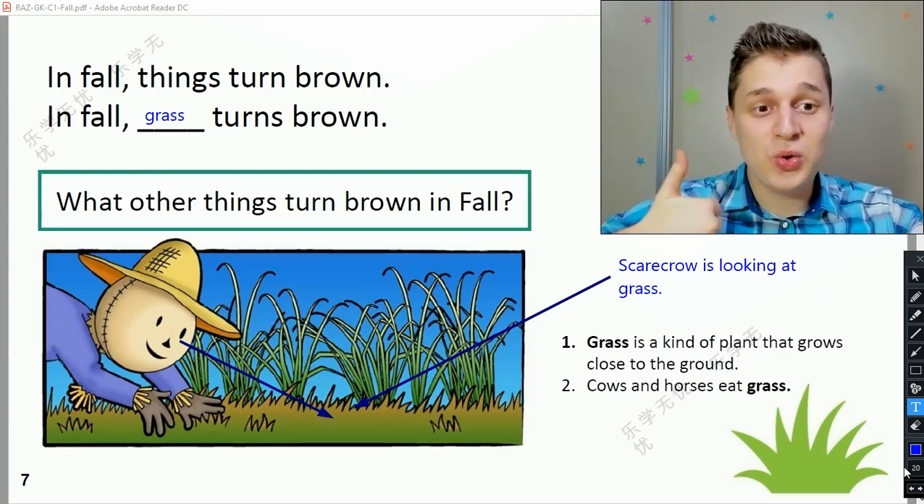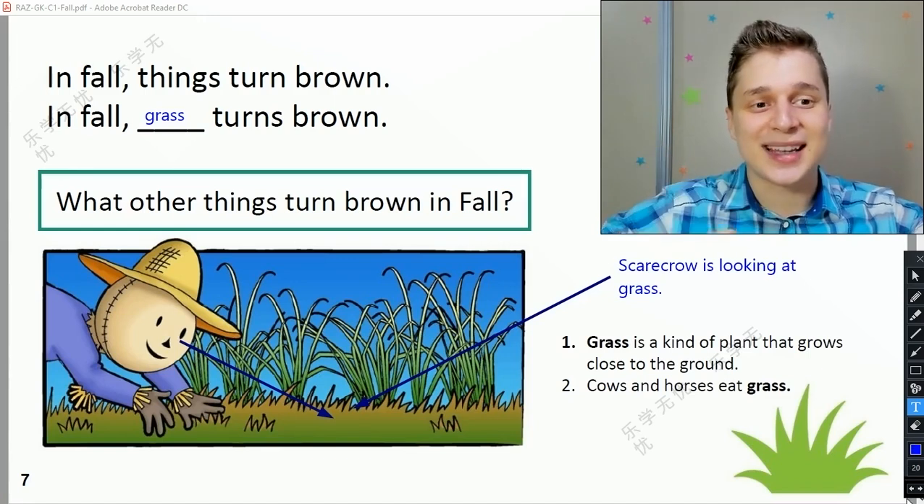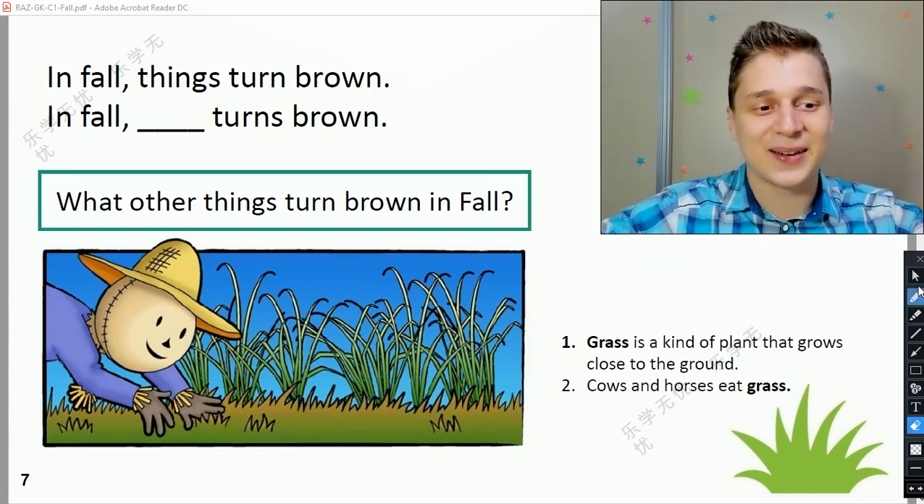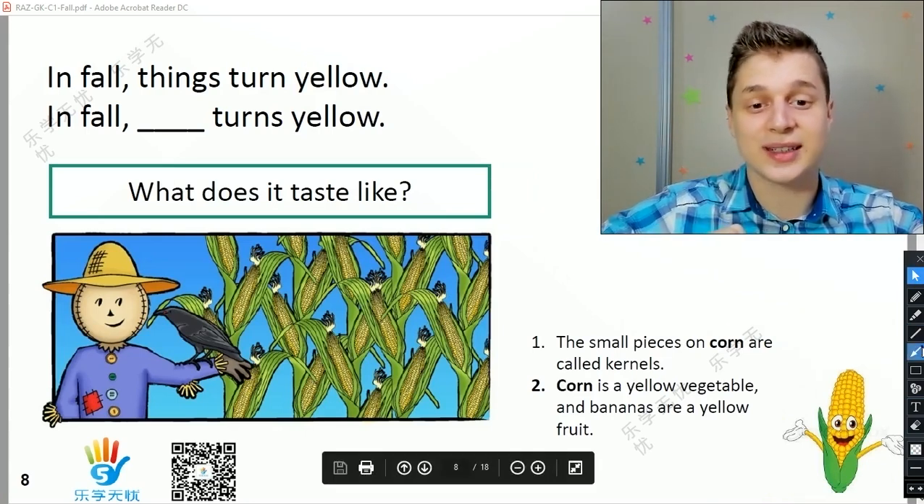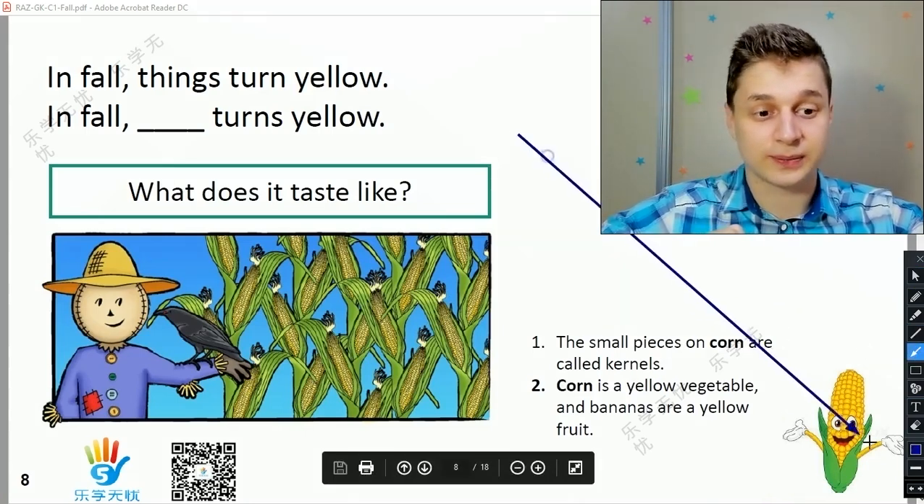Cows, moo. Horses too. That's right, cows, horses, they love eating grass, especially off the floor. Other animals as well, like sheep, for example, and goats. Meh. Alright, good work, guys. We figured some of these out. Now let's see what turns yellow during fall.